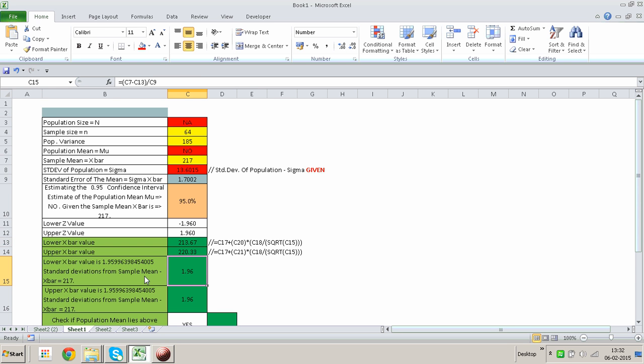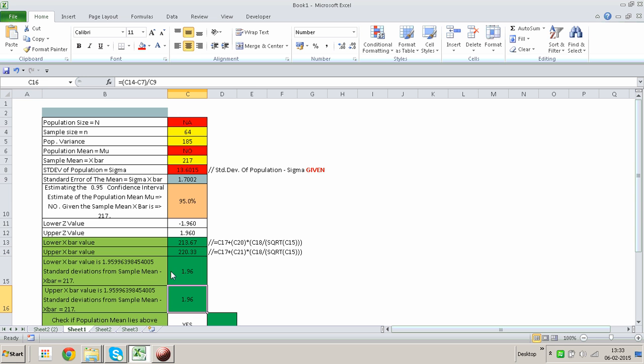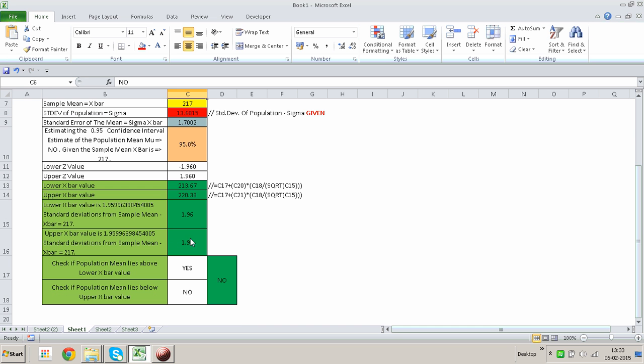What we can further do is understand how many standard deviations away from the sample mean X bar the lower X bar value is. That can again be done with a simple formula wherein you factor in the standard error of the mean. You can similarly look at how many standard deviations away the upper X bar value is. And you can also see whether the population mean, which I have knocked off in this example, comes within the range mentioned over here, yes or no?